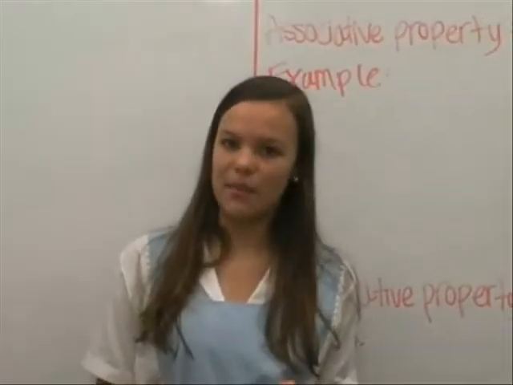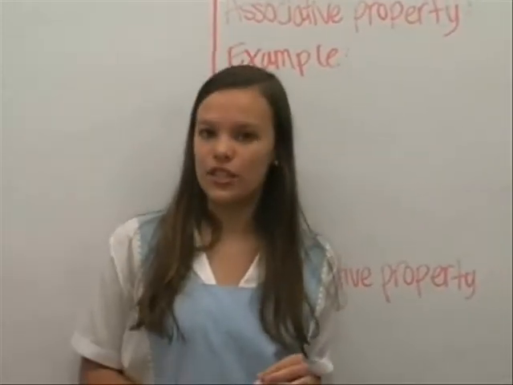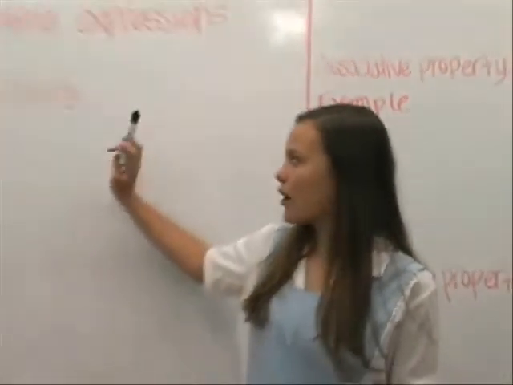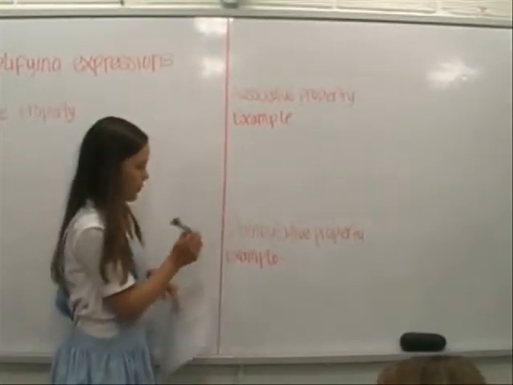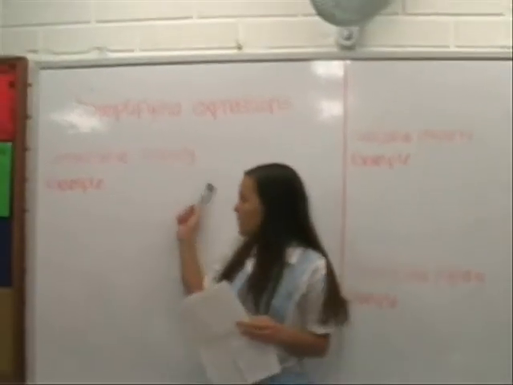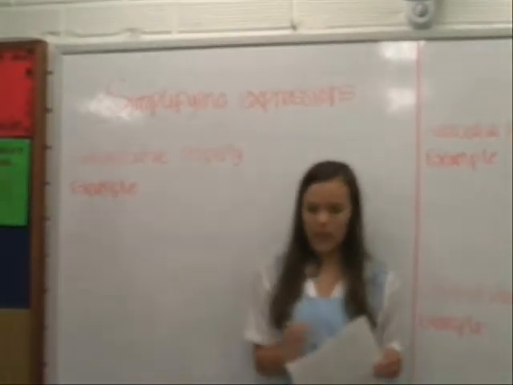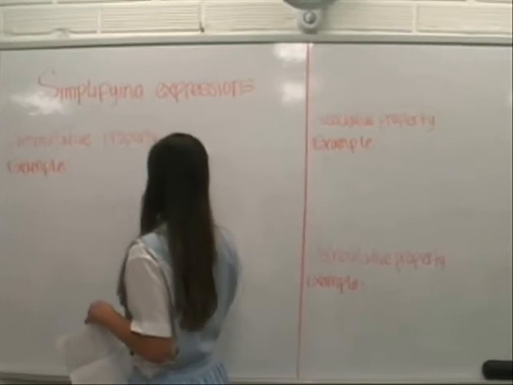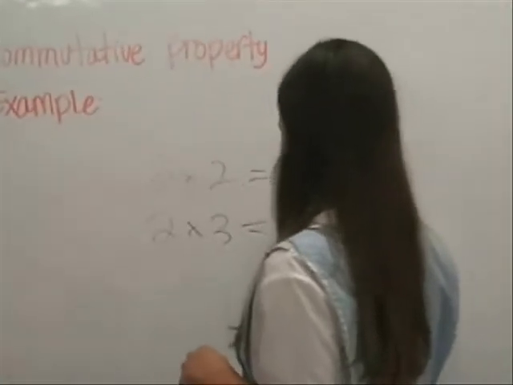My name is Juliana Hill, and today I'm going to talk about simplifying expressions. We use this to solve operations in an easier way, normally in mental math. We have three properties: the commutative property, the associative property, and the distributive property. The commutative property is that you can add and multiply any number in any order. It doesn't affect the result. An example is 3 times 2 is 6. It's the same as you multiply 2 times 3. It's going to give you 6.